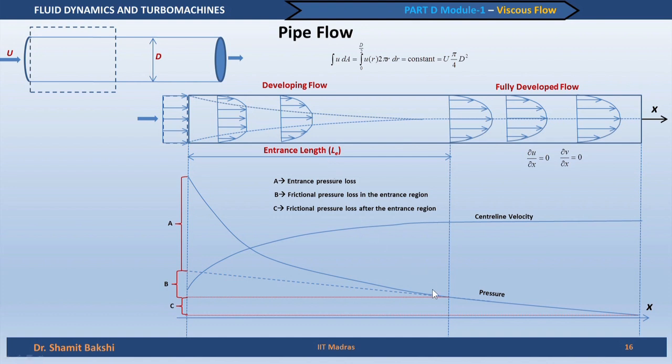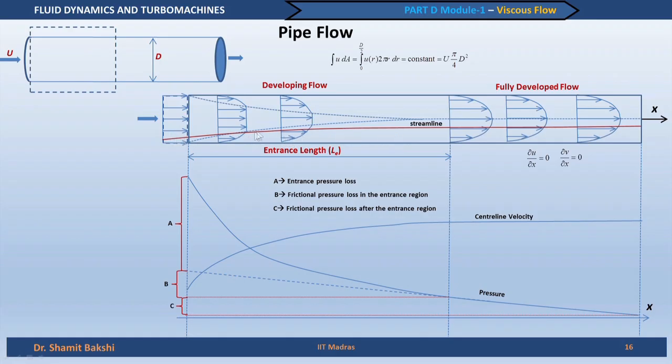So, basically in a real example where the length after the entrance length is quite significant, this pressure loss will be more significant. Okay. So, basically it depends on the length of the pipe. Now, before going into the entrance length, let us plot the streamlines within the pipe.